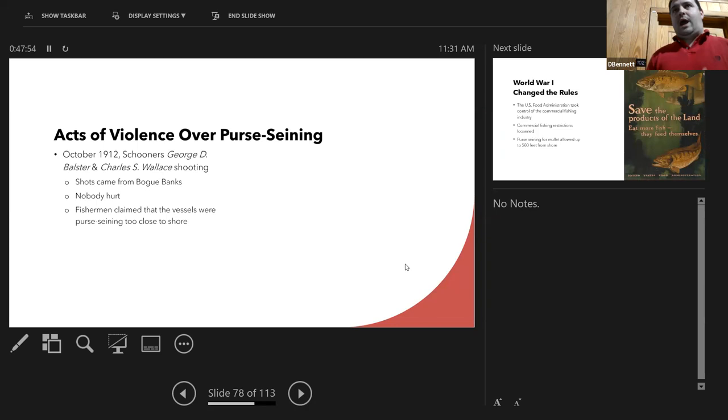And then acts of violence start to erupt throughout Eastern North Carolina in response to purse seining. A good example is in October 1912, when the George D. Bolster and the Charles S. Wallace, which were menhaden boats, were fired upon by fishermen from Bogue Banks. The fishermen claimed that these vessels were purse seining too close to shore. Nobody got shot, but there were some near misses, you know, bullets zipping by people's heads.